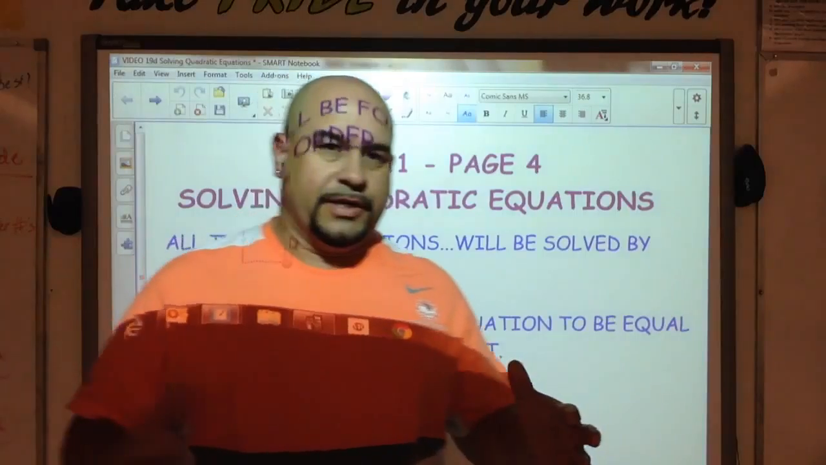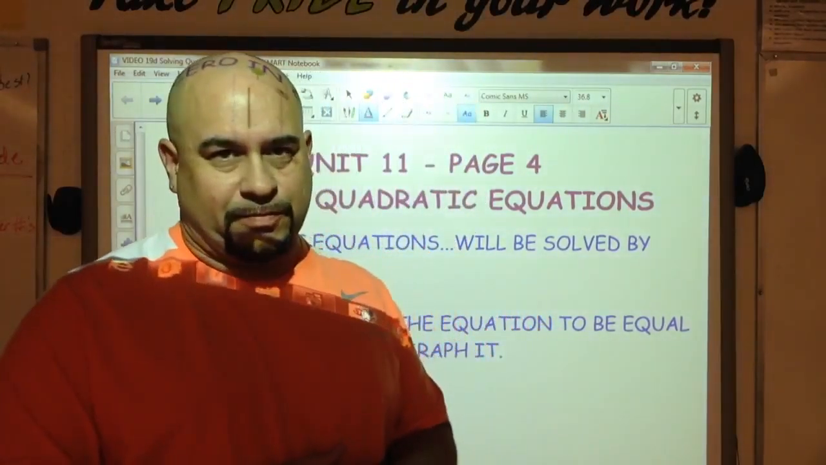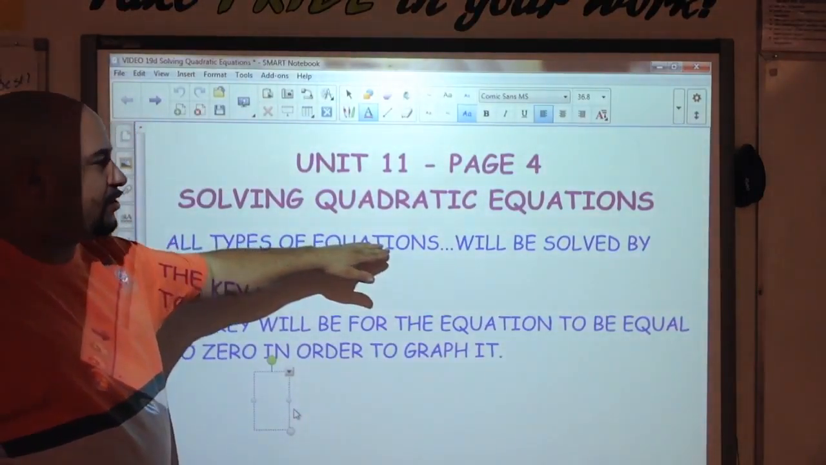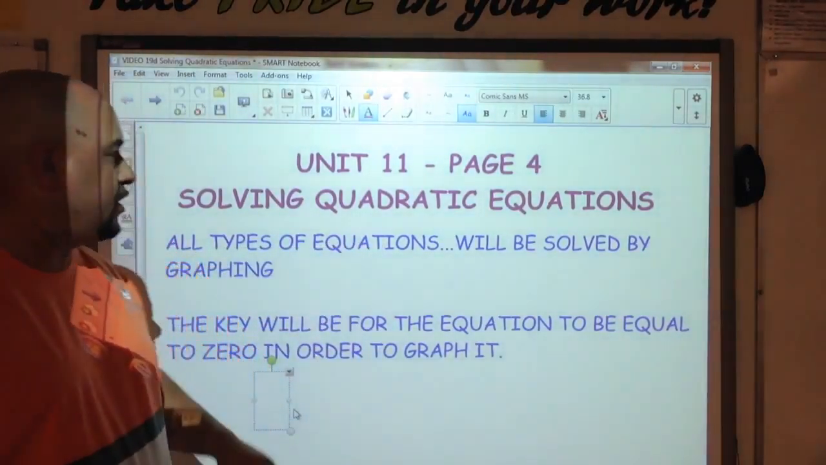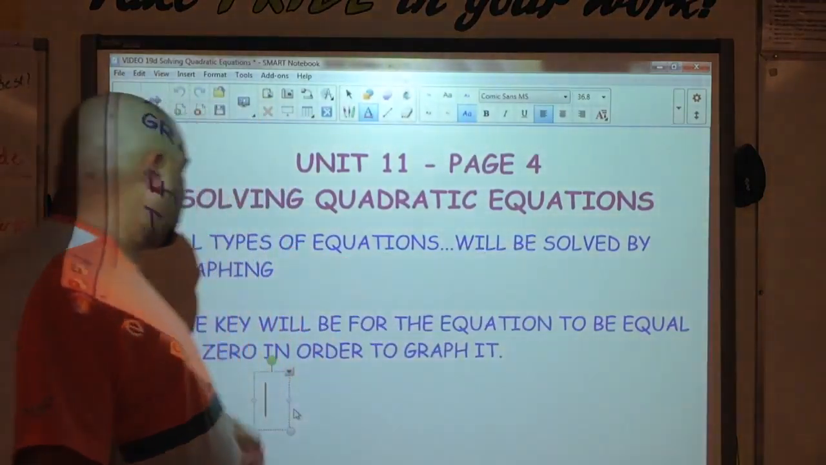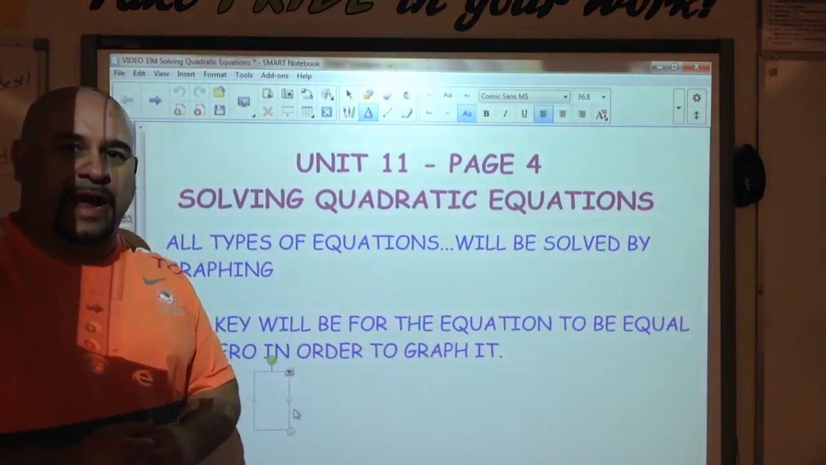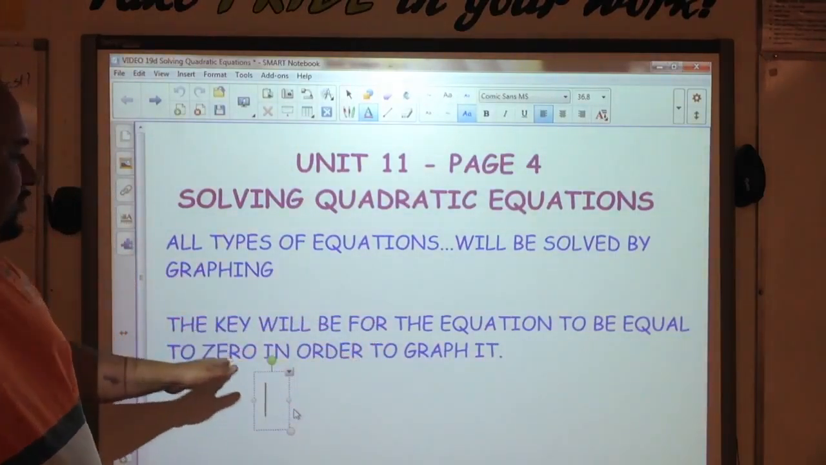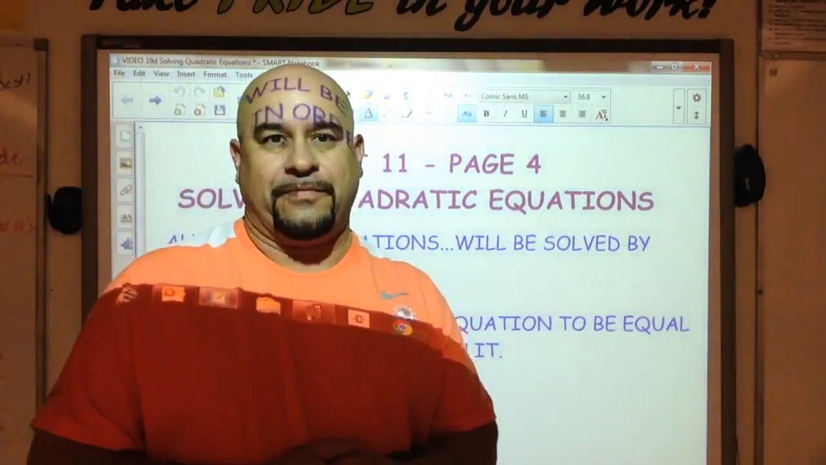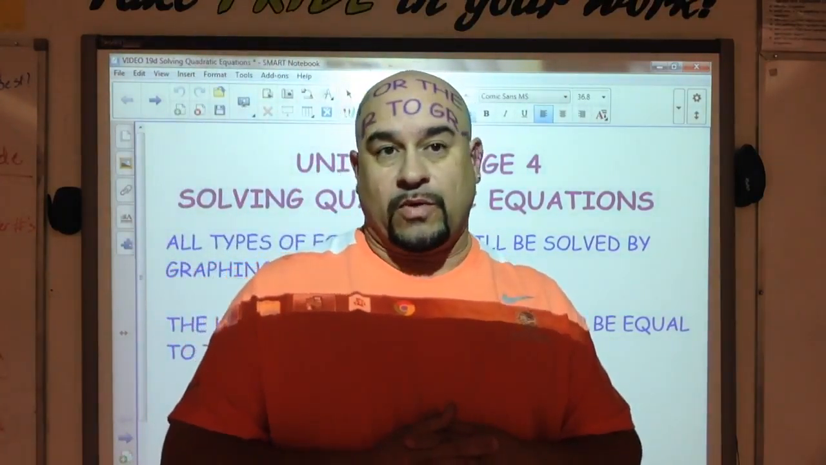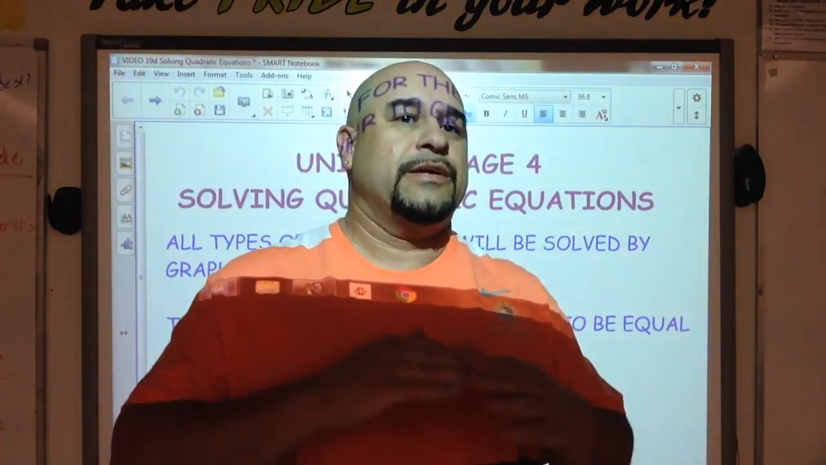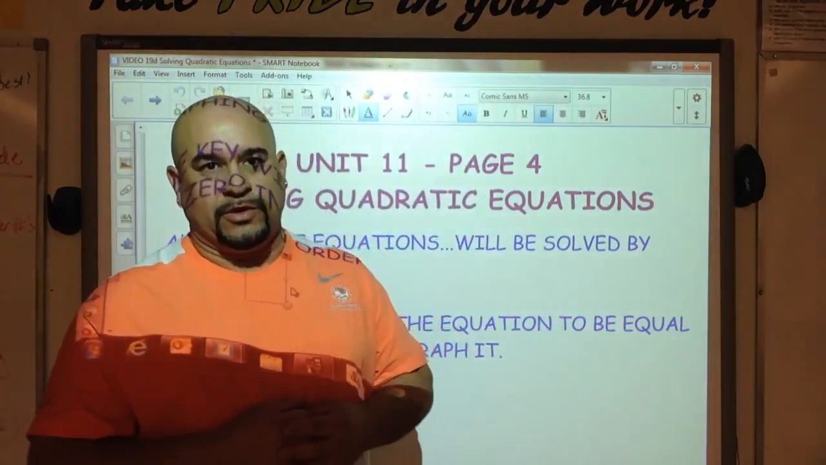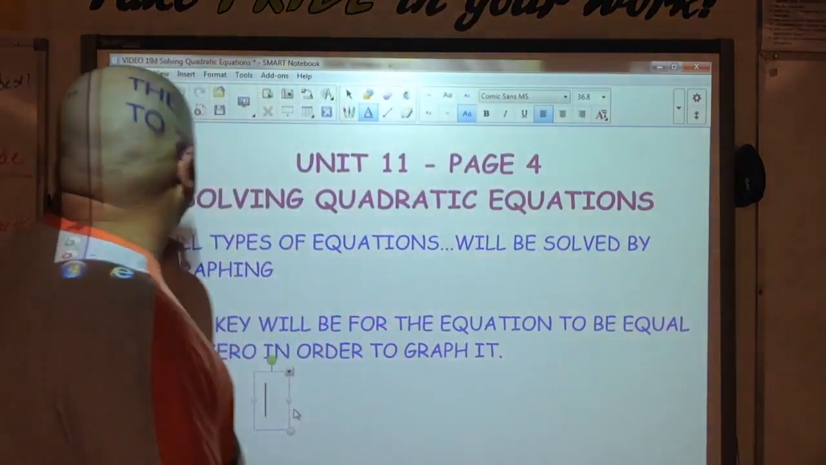Now, what I have done is I'm going to try to make life a little simpler for you. What we're going to do is take all types of quadratic equations, and they're all going to be solved by one method, which is graphing. The key will be for the equations to be equal to 0 in order to graph them. So if a quadratic equation is not equal to 0, we must rewrite it and get it equal to 0 in order for us to graph it.